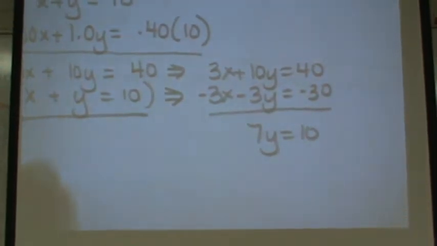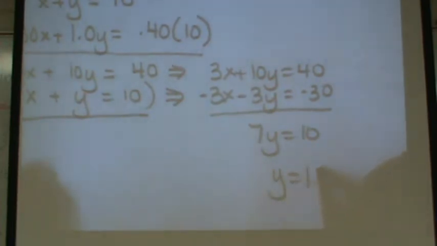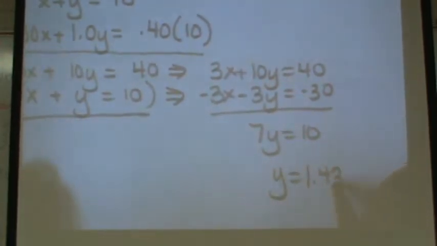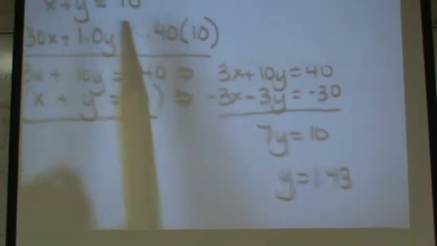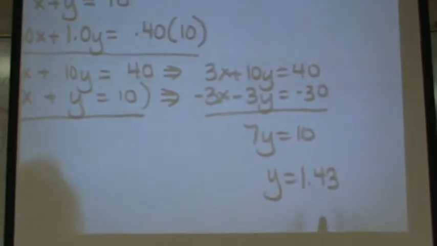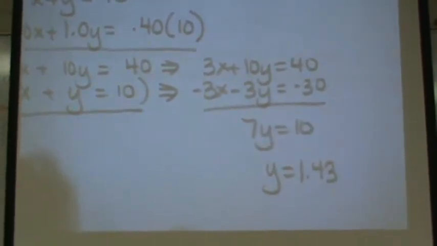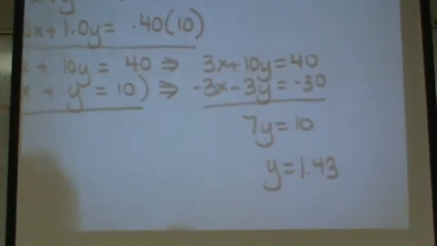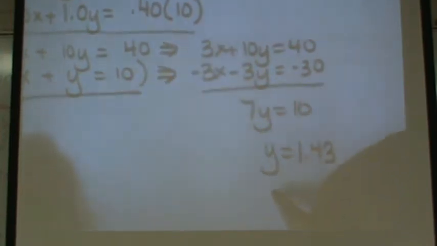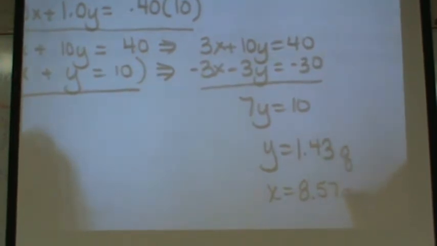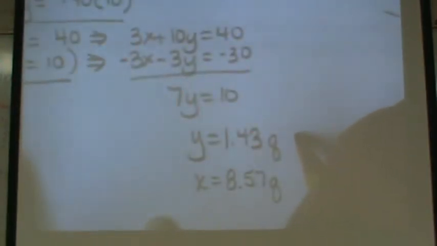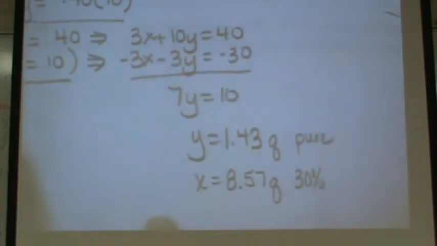So let's do 10 divided by 7. And I get 1.43, we'll say 1.43. And that would be quarts of the pure, and then subtract that from 10 and you get 8.57. So this would be quarts, and that's pure. And this one would be the 30%.